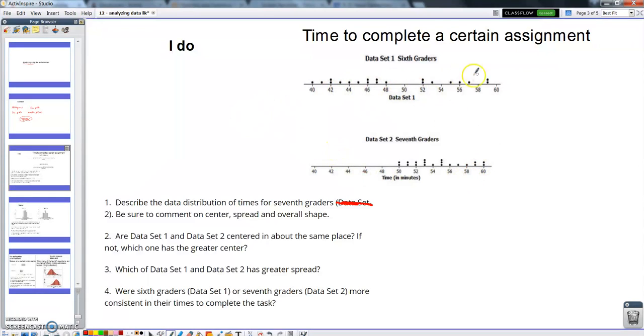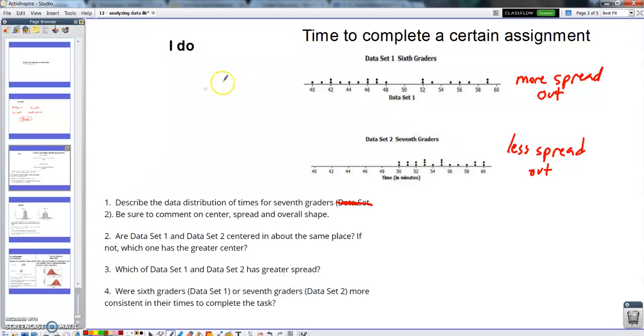So that's just looking at it and saying, well, how are they distributed? We don't have to be real technical here and do a lot of calculating. I can say all the 7th graders were between 50 and 60, and all the 6th graders were between 40 and 60. So just quick observations: these are more spread out, and these are less spread out. That's obvious, but that's the kind of thing you really want to know. There's a bigger spread on these 6th graders than on these 7th graders.